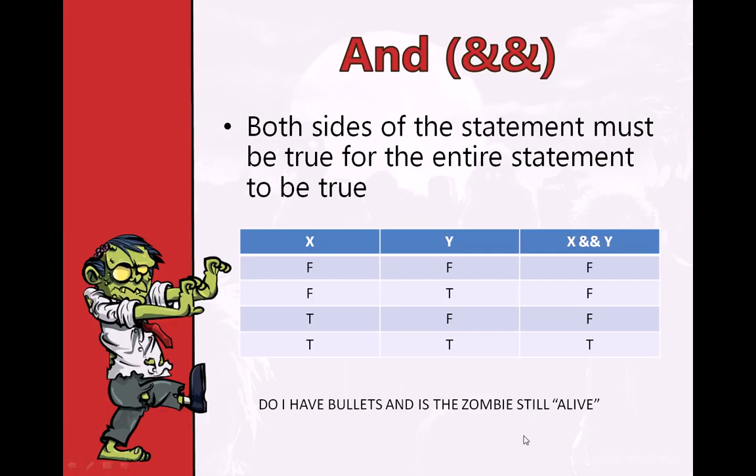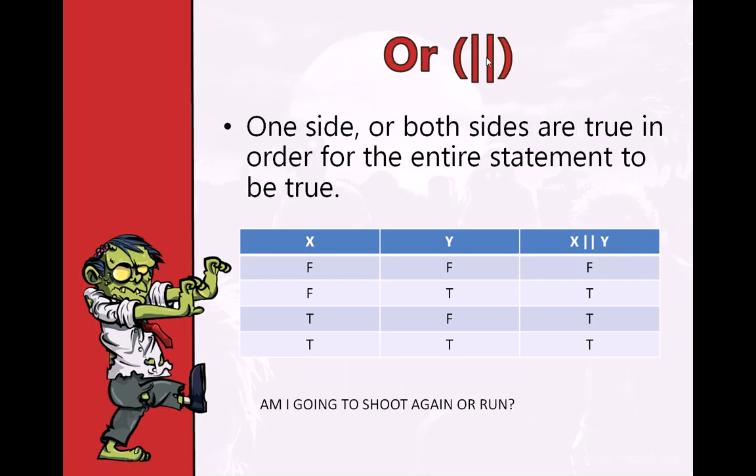All right. Now we're going to change things up a little bit, and we're going to look at the or operator. The or operator, again, is the pipe symbol. The pipe symbol is shift backslash on your keyboard. One side or both sides must be true in order for the entire statement to be true. All right, I have X, I have Y, I have X or Y. And this is called a truth table. We use these a lot in programming, electronics, that type of thing. So you might want to get used to seeing this.